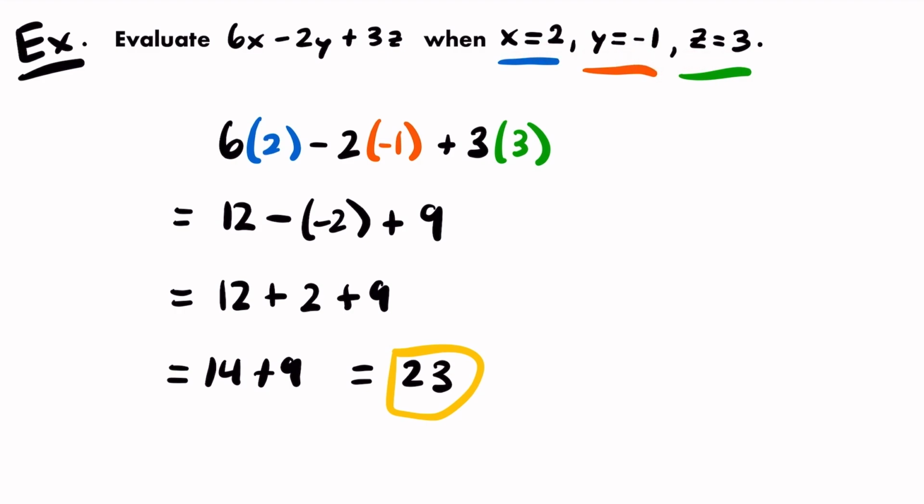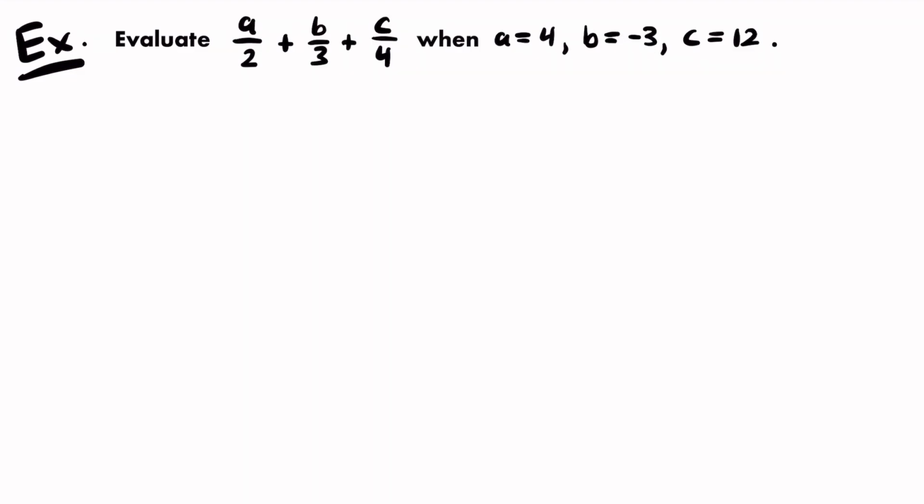Let's take a look at another example. Next up, we want to evaluate this variable expression, a divided by 2 plus b divided by 3 plus c divided by 4, when a equals 4, b equals negative 3, and c equals 12. Okay, so once again, to evaluate this variable expression, we want to replace a, b, and c, the variables in this case, we want to replace them with what we are told they are equal to.